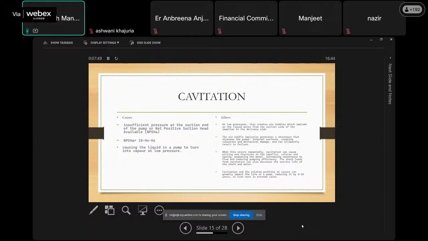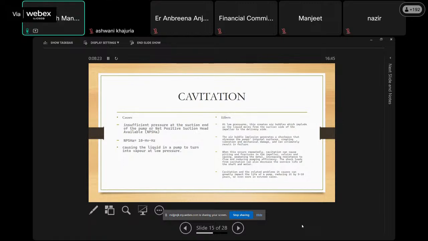So what does it do? It causes the water to convert into vapor at very low pressure. The effect of this cavitation is that it causes the air bubbles to implode when it moves from the suction side of the impeller to the delivery side. And what does this implosion do? It creates a shock wave that stresses the pump's internal surfaces, creating vibration and mechanical damage. Ultimately it can lead to the failure of the pump.